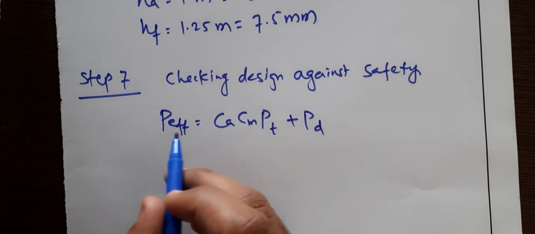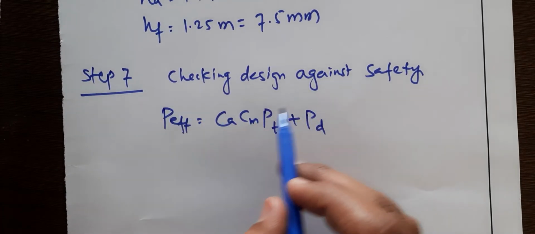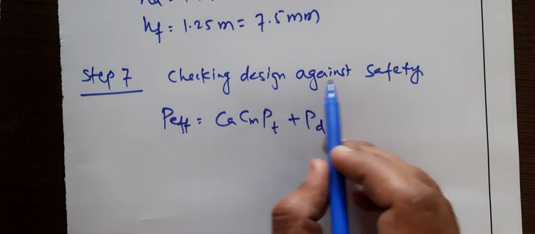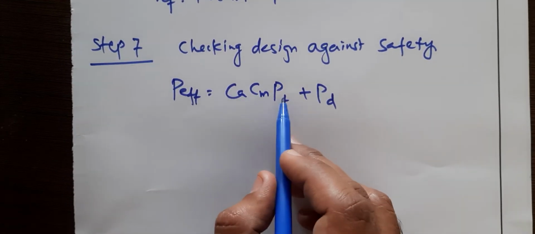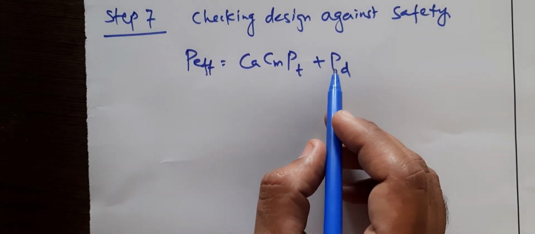So in step 7 we have to check whether the design is safe or not. So, checking the design against safety. For this you have to calculate P effective by CA CM PT plus PD. Now here we need to calculate PD.